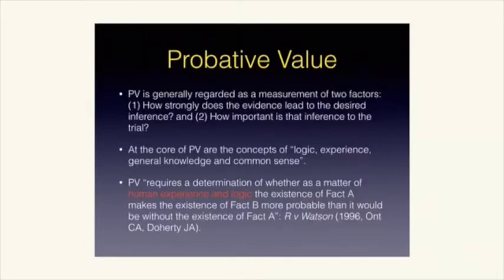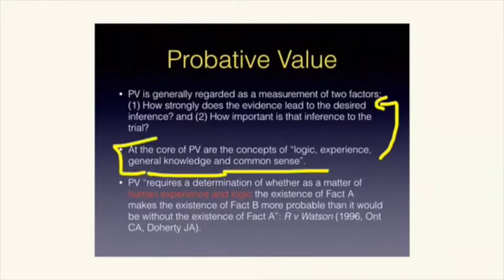Now, what's interesting about probative value is that while it's a core aspect of the admissibility calculus, at its core this idea of how strongly the evidence leads to the inference is really determined by logic, experience, general knowledge, and common sense, which, as you might imagine, in some cases are pretty clear, but in others are a little more complex. At the end of the day, probative value requires a determination as to whether the existence of fact A makes the existence of fact B more probable. But what actually makes it more probable is determined by things that are not usually absolutely provable. We're talking about logic. Okay, that's provable to some extent. But experience, general knowledge, and common sense is a little bit more vague.